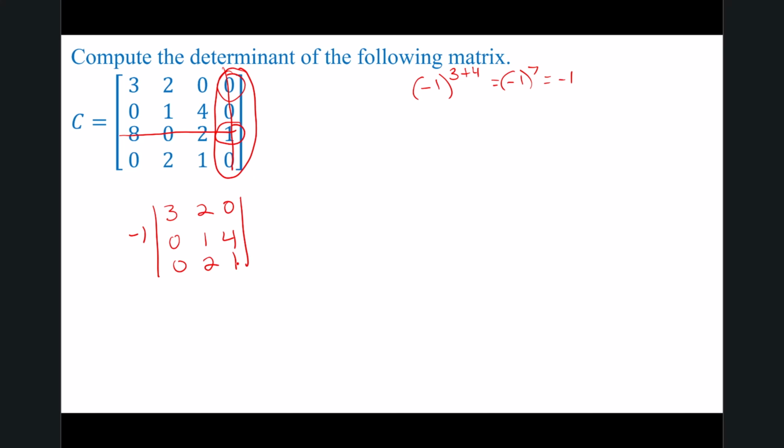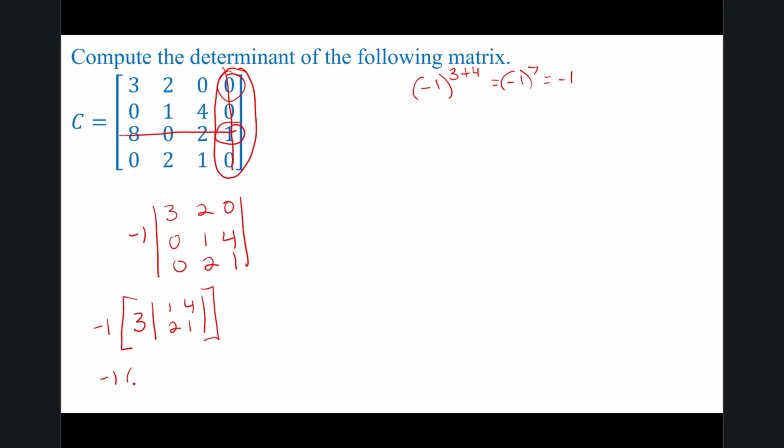Notice that the first column here has 2 zeros in it. So I'm going to do the first column. So I have the -1 in front. So -1 times, and then I'll do 3 times the determinant of what I would get if I crossed off the row and column with the 3. I could also do minus 0 times the determinant I'd get if I crossed off the row and column, and then plus the final 0. But I don't have to do those because 0 times any number is just 0. So this is all I need to do.